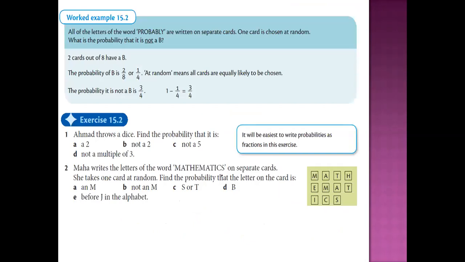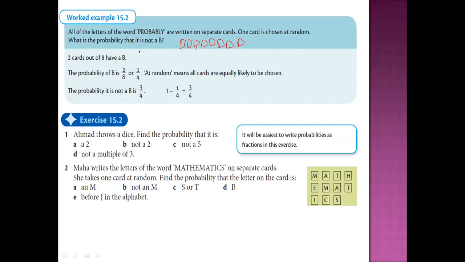Let's choose some examples. All of the letters of the word probably are written on separate cards. So how many letters do we have? There we have 8 separate cards. One card is chosen at random.